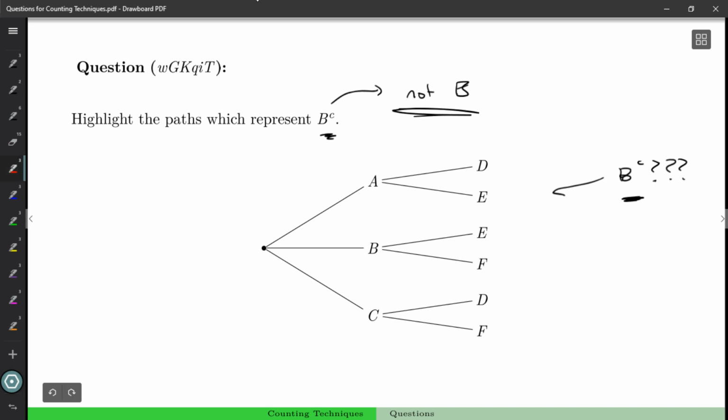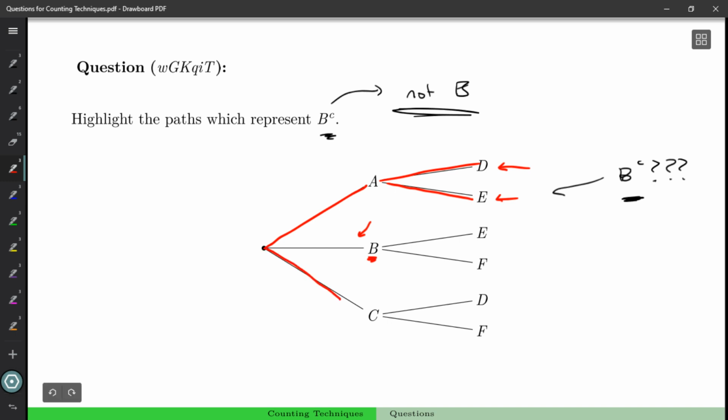Okay? So we want to avoid anything passing along this branch going to the B. Okay? So we could go up to A, because that's not part of B, and then go to D, or we could go to A and then E. Okay? Those two paths are exactly what we're looking for.